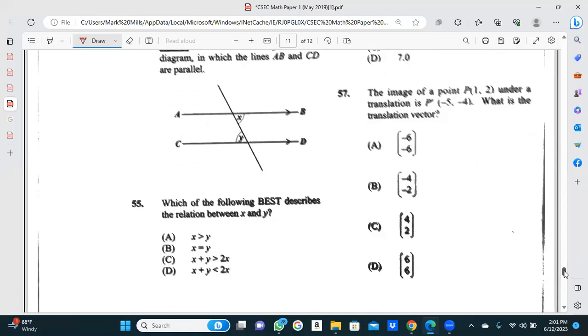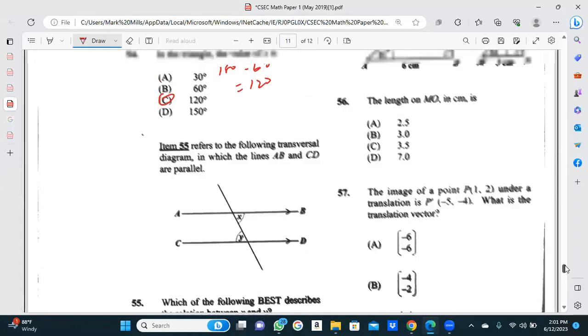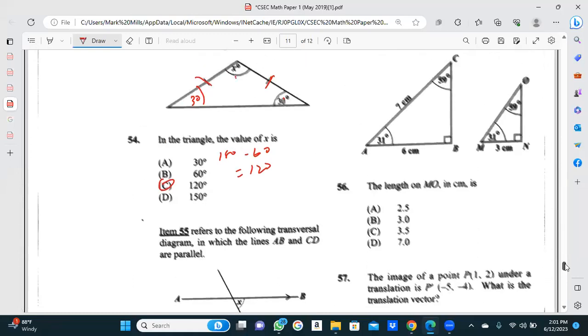What is this? B. Sorry, B. Right. So x is equal to y. Now, the length of MO is 6 centimeters, and half of 6 will give you 3. Half of 7 will give me what? 3.5. All right.